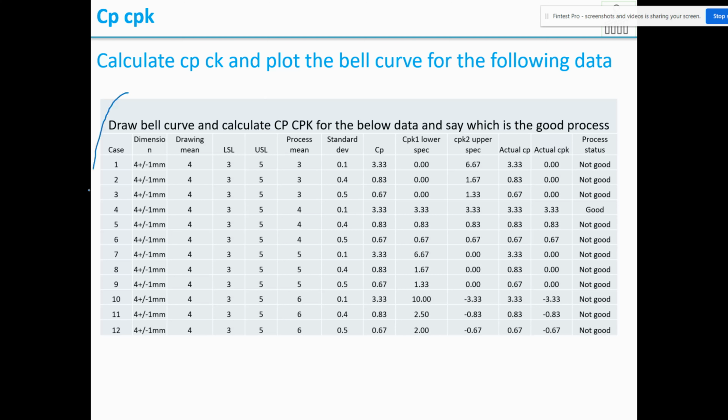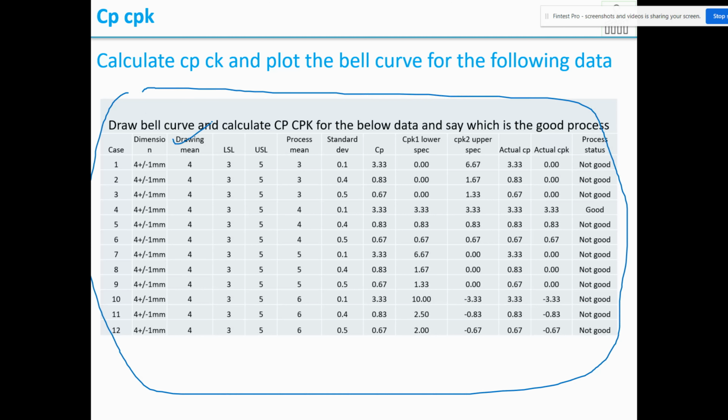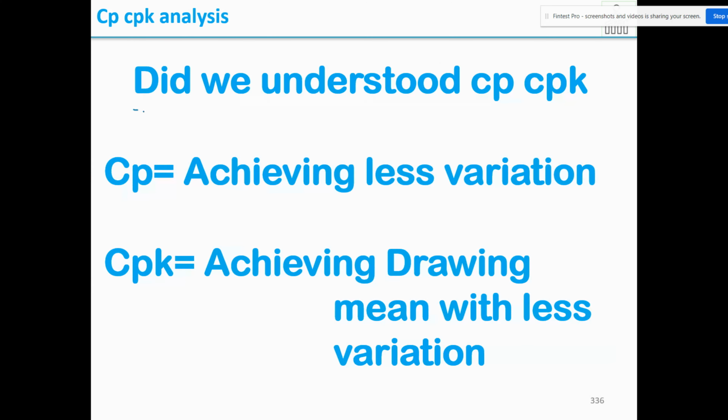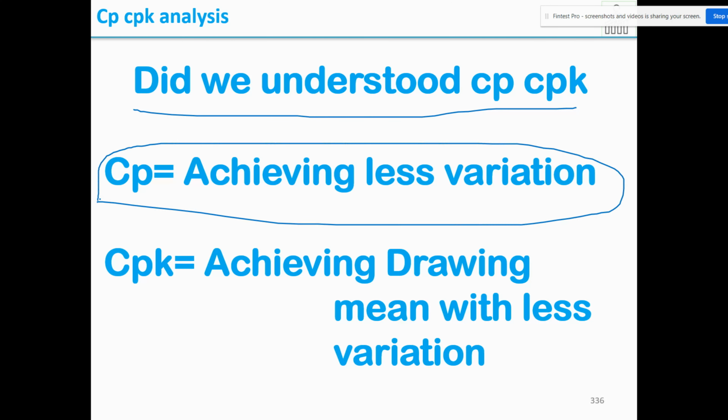And this is an example for you to draw the bell curve for all these processes and state which process is good. The drawing mean is given, lower and upper spec are given, process mean is given, and sigma standard deviation is given. So you draw the bell curve for all of these so that you can understand better what CP/CPK is. Okay, so did we understand CP/CPK? CP is achieving less variation in the process, which can be a process characteristic or product characteristic. CPK is achieving the drawing mean with less variation.